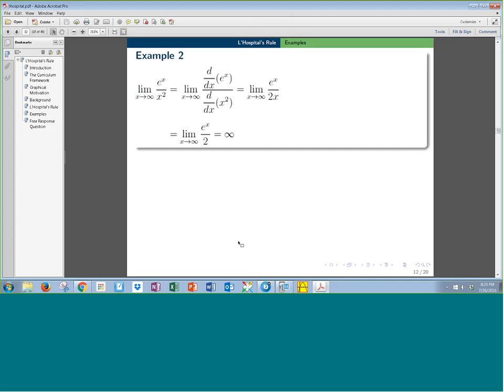And I pause for a second and recognize, oh, hey, wait a minute, the numerator is still going off to infinity, and so is the denominator. And so I can use L'Hopital's rule once again. When I do that, the derivative of the numerator is e to the x. The derivative of the denominator is 2. And now I can evaluate that limit because the numerator is increasing without bound, divided by a constant, and therefore that limit would be infinity.